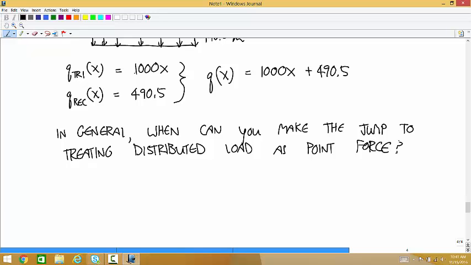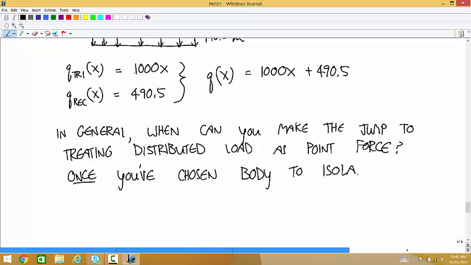Okay, so now all of a sudden we're saying weight is a distributed load, but we've always treated it as a point force. Now we're going to have to treat it as a distributed load again. When can you make that jump to treating it as a point force? And you can do it once you've chosen the body to isolate, for Newton's laws.